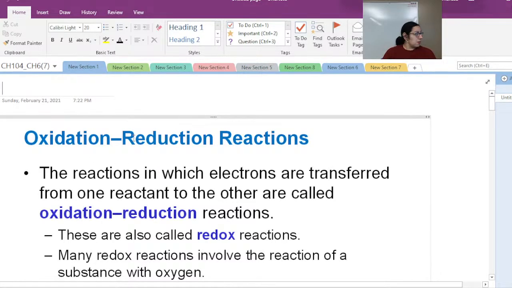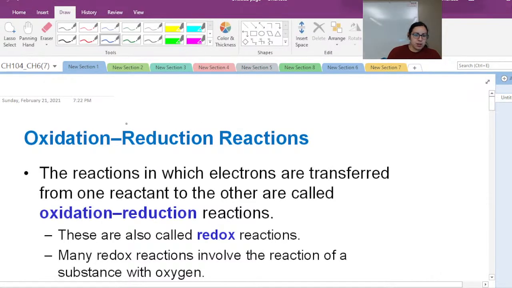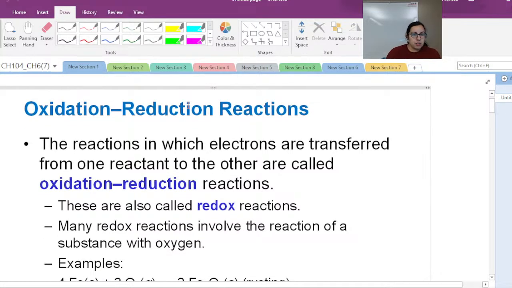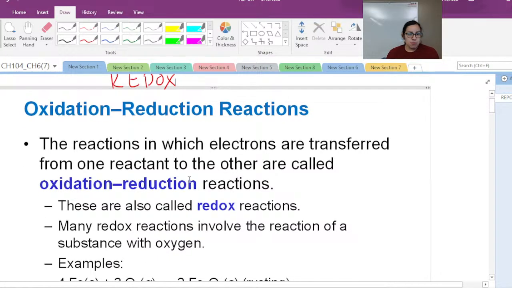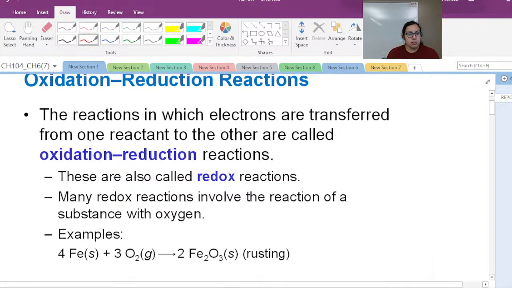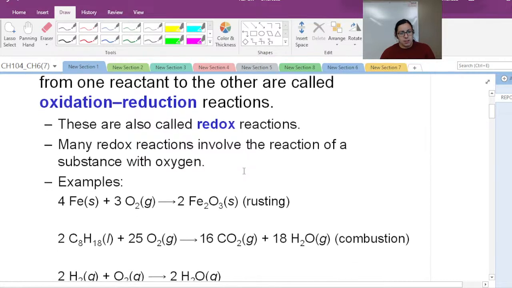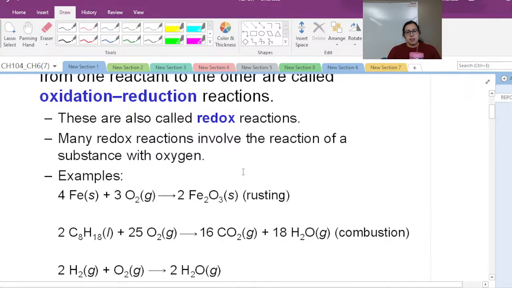All right, so we'll start off with our redox reactions. And okay, well, what is this? So these are oxidation reduction reactions, so also called redox for short. And so this is any reaction where electrons are transferred from one reactant to another. So again, they're called oxidation reduction or redox. And so we can look at some of these.